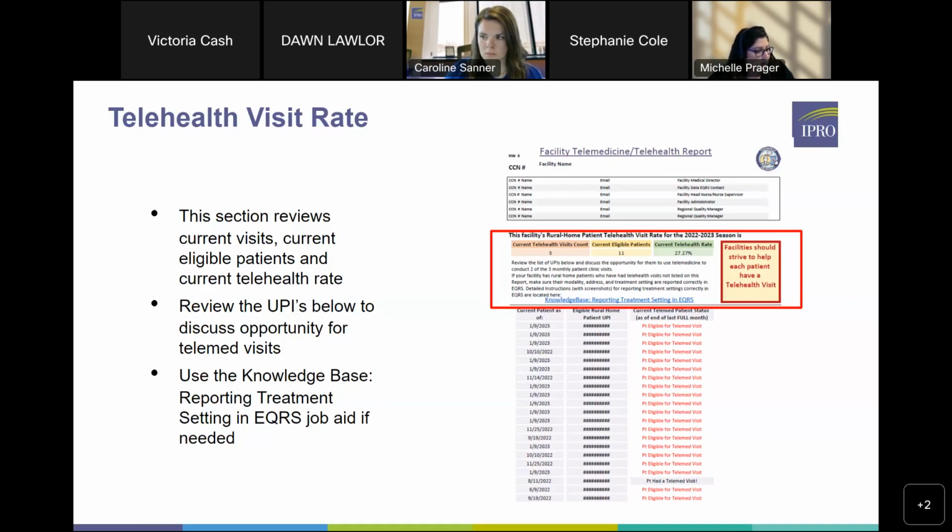And there is a knowledge base reporting treatment setting and EQRS job aid if you need it. The link for it is right at the bottom of this box. It's highlighted in blue. Next slide, please.